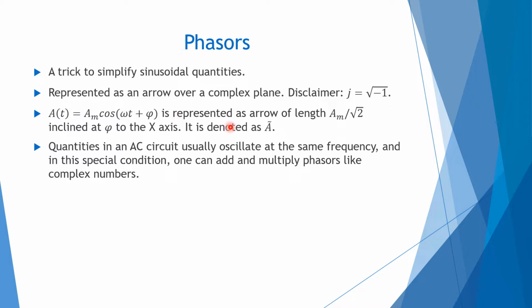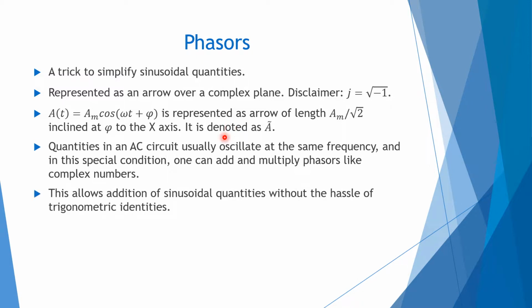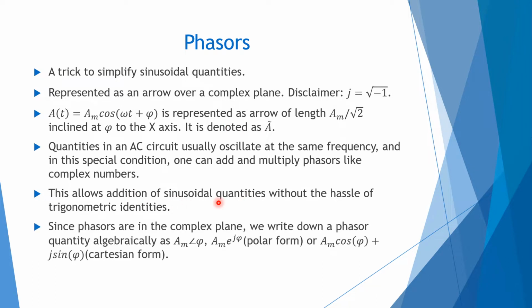And this is actually very helpful because you can add and multiply complex numbers very easily. You just have to add their components, right? This allows doing the addition and multiplication of sinusoidal quantities without the hassle of using trigonometric identities. And there are something called the polar and Cartesian representations of phasors.